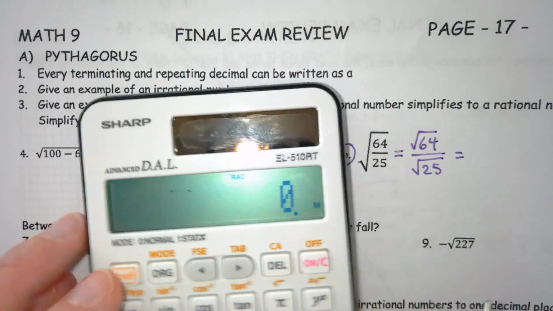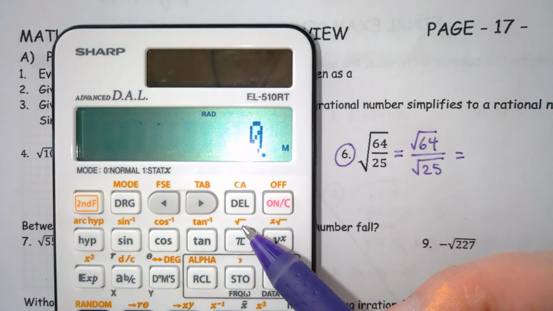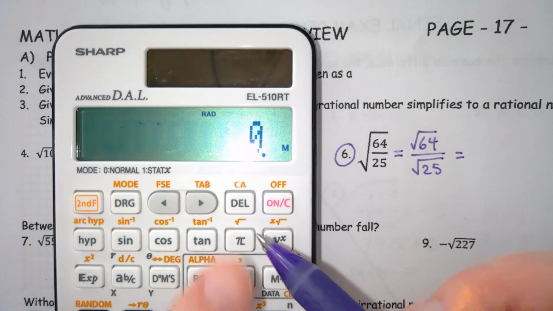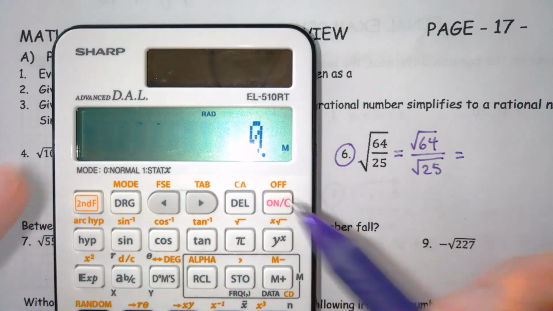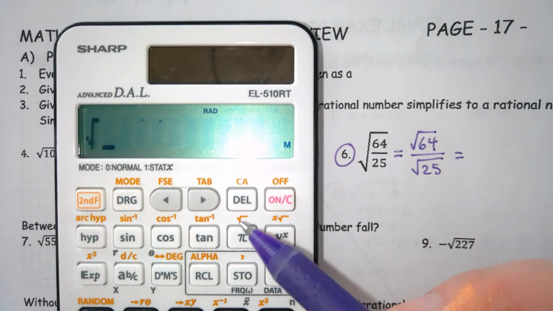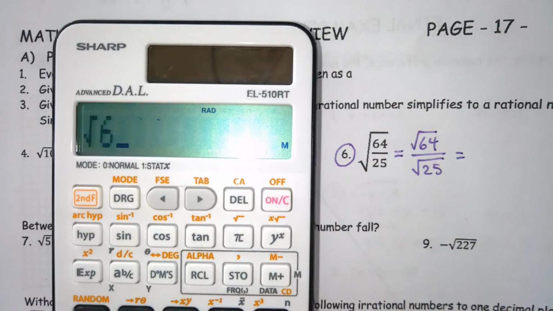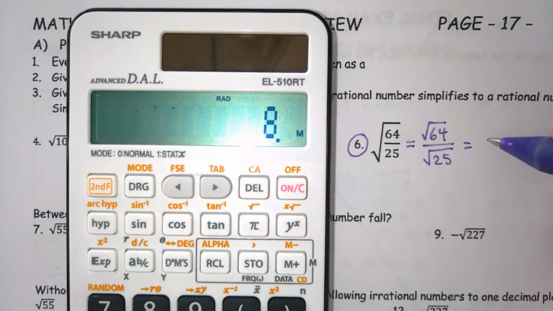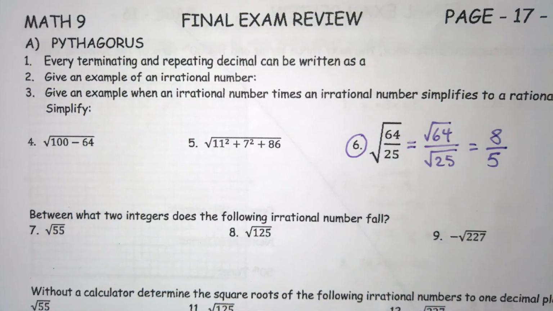On your calculator, you have that square root button. I still get the question, how do I press this button? Because when I press it, I get pi. That's not what I want. I want the square root button. So you have to press the shift or the second button, and then that to access any of the buttons in the yellow. So then root 64, you get 8. And then square root 25 is simply just 5. So this is 8 over 5.